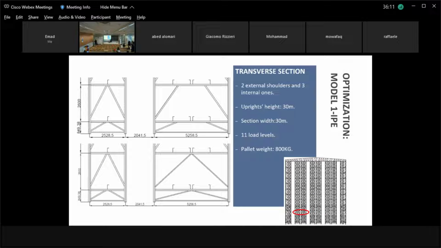Okay, further optimization were done on the first model with using the K bracings. So now we have, instead of two external shoulders, we have only one external shoulder, and instead of these four external shoulders, we have one big shoulder. And we also considered two models, with the one at the above with the eccentricity between the bracings, and the one at the bottom with no eccentricity.